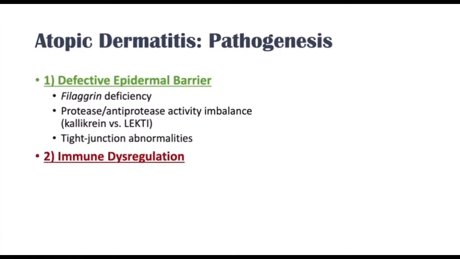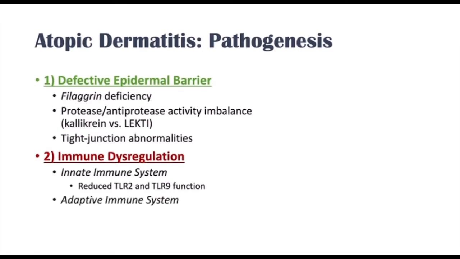The second main category of pathogenesis is an immune dysregulation. Again, this makes sense. We talked about it before. It's an autoimmune condition. So we'll break down the immune dysregulation into innate immune system and adaptive immune system. With regards to the innate immune system, there are reduced TLR2 and TLR9 function. And with regards to the adaptive immune system, there's actually increased expression of Th2, Th17, and Th22 cytokines.